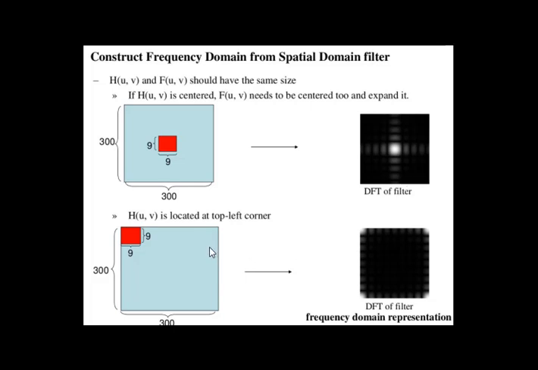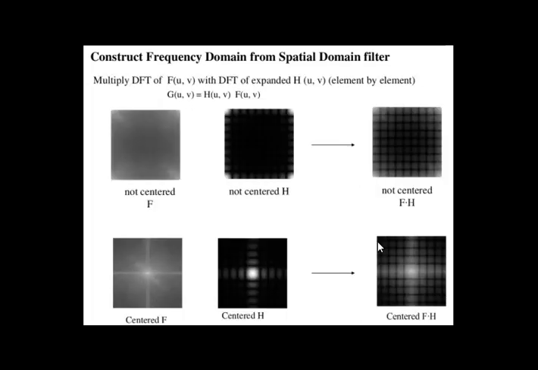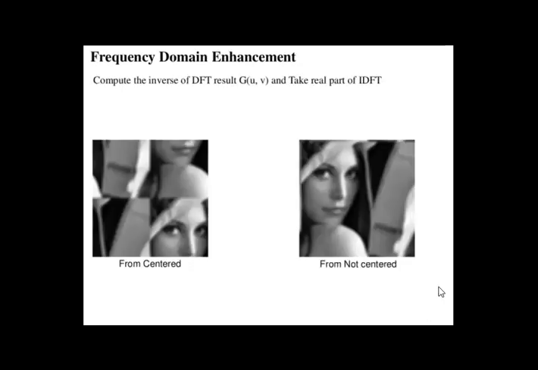If we put it in the top left corner, we get the white portion on all four corners. Students, we will go with this Fourier transform. So centered F times H is like this. If we apply the inverse Fourier transform to this, we will get this image. If we apply the inverse Fourier transform to the first part, we will get this type of image. So always keep the filter in the center position.